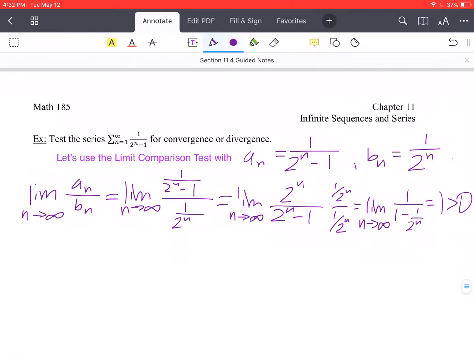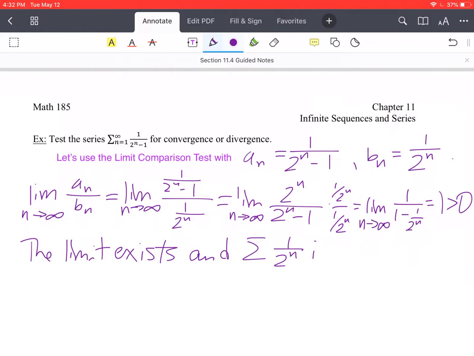So the limit exists, and the series 1 over 2 to the n is a series that we can actually find. So this is a convergent geometric series.